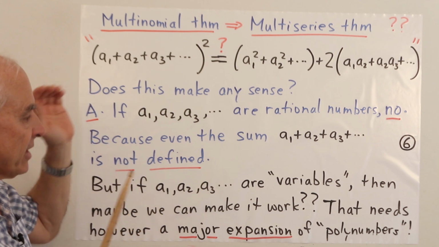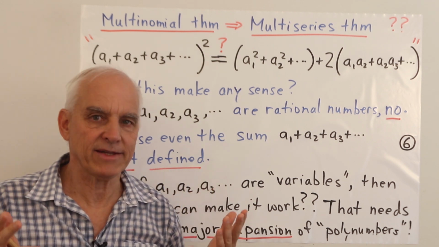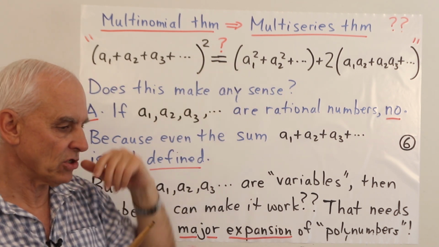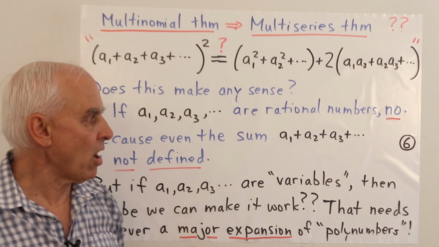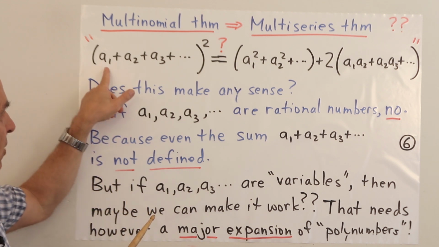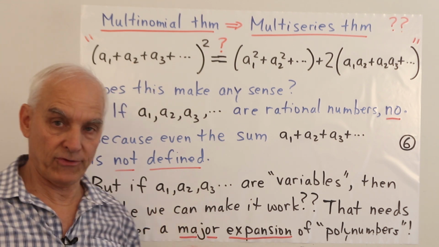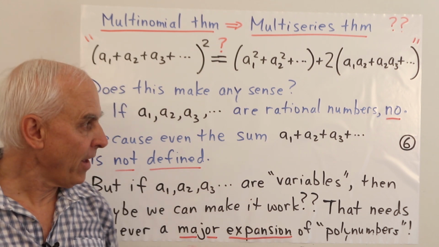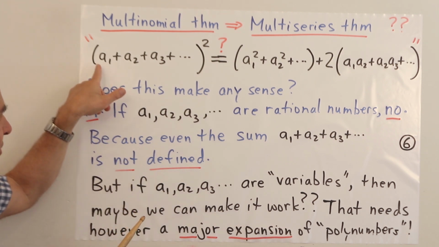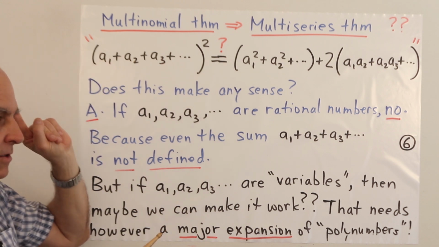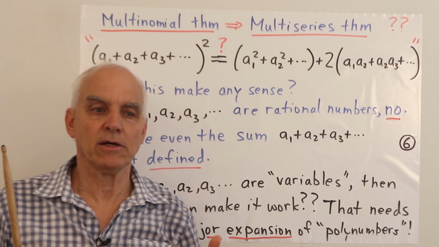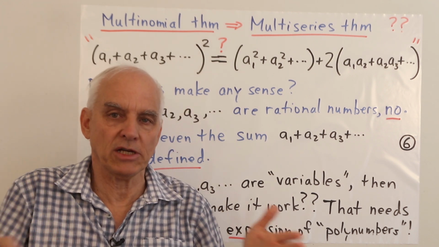So this is obviously in quotes, and we would like to understand, can we make sense of this? Does this work in some sense? Intuitively, we feel that something like this should exist, but what actually are we talking about? So does it make sense? Well, first of all, if we are thinking of a1, a2, and a3 as rational numbers, which is often what we're doing, then the answer is no, it doesn't really make sense. The reason is that even this initial sum is not defined. a1 plus a2 plus a3 plus and so on is not a defined object in our arithmetic.